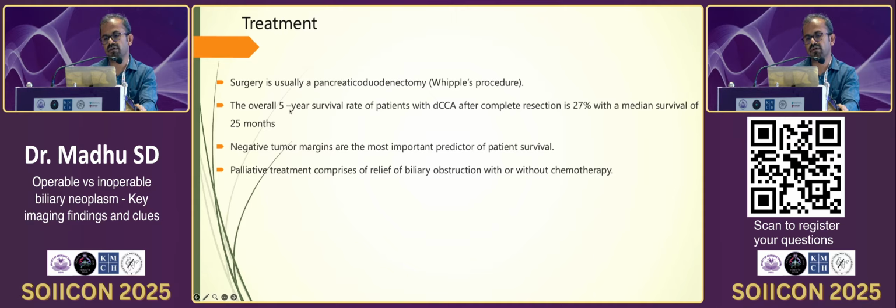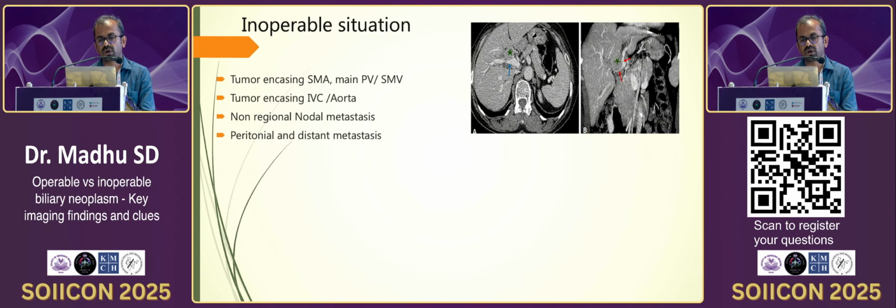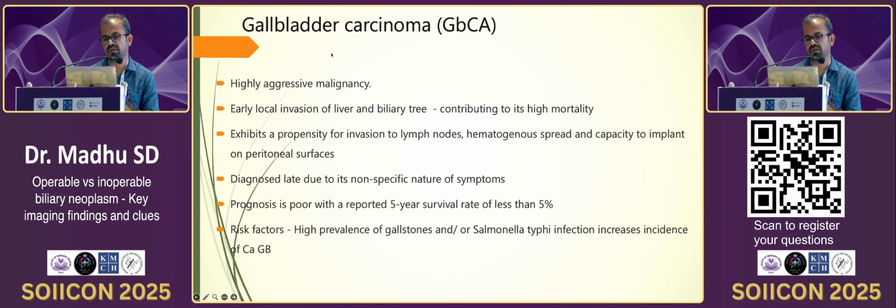The overall survival is pretty good compared to others, and negative tumor margin is the important indicator of the overall prognosis and survival. If surgery is not possible, the next step is palliative, either hepaticojejunostomy or biliary stenting. So what are the conditions where it is inoperable? The distal masses are inoperable when they are encasing the SMA, the main portal vein or the SMV, or encasing the IVC or aorta.